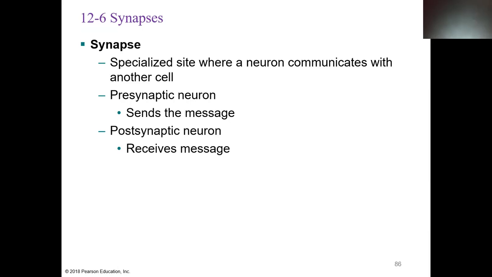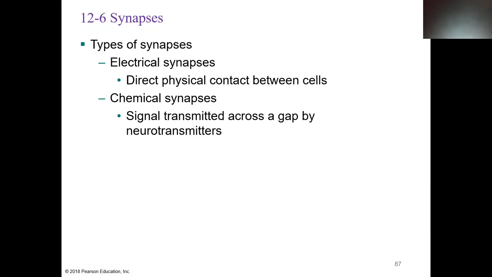Now, where is the postsynaptic neuron going to receive that information? What part of the neuron? The dendrites, right? So the dendrites are going to receive that message. And it's going to say, okay, what all is going on? What do we need to do?